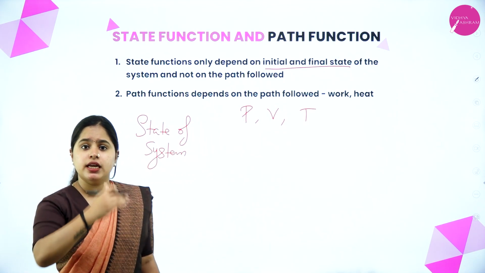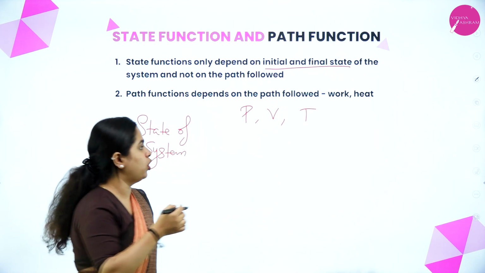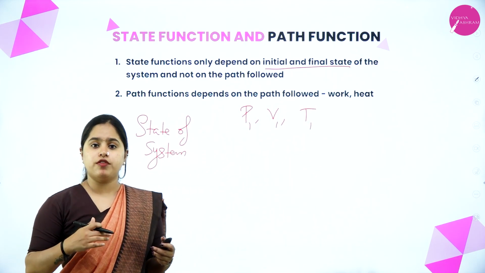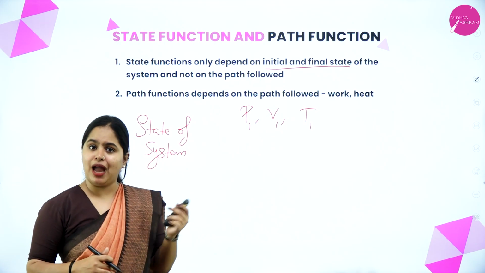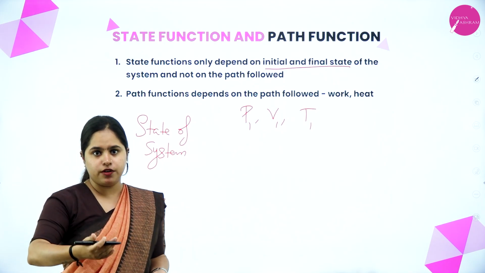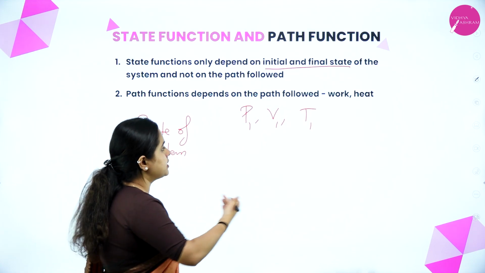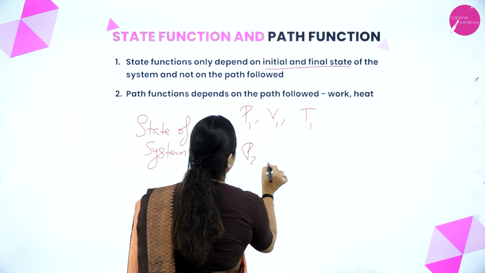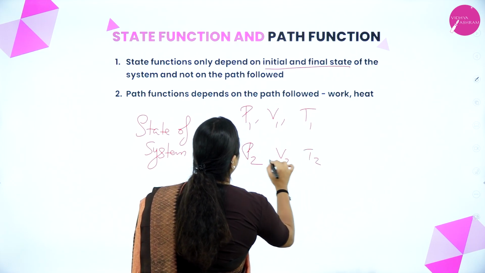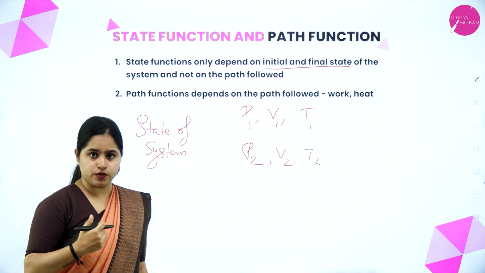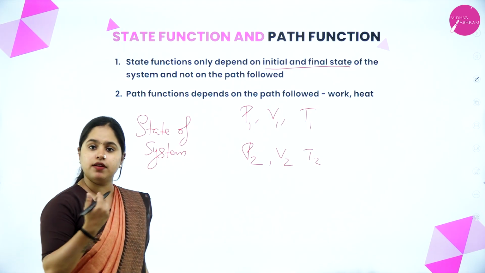So initially the pressure, volume and temperature were P1, V1, T1, let us consider, right? Now what we are doing is changing the pressure, volume and temperature. Yes, we are observing the system, right? So what change is happening? Let's say it is getting converted into P2, V2 and T2. The pressure changes from P1 to P2. Volume changes from V1 to V2. Temperature changes from T1 to T2.